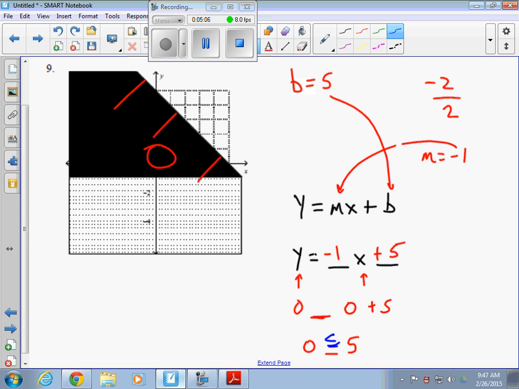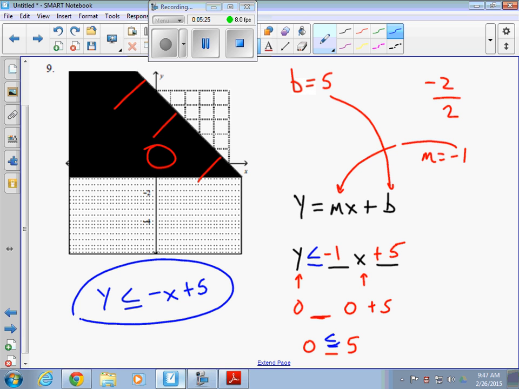So all you have to change about the equation is, instead of it being equal, you change it to less than or equal to. To make that look a little better, y is less than or equal to negative x plus 5, because there's no reason to write -1 times x. This is your equation to represent what's going on.